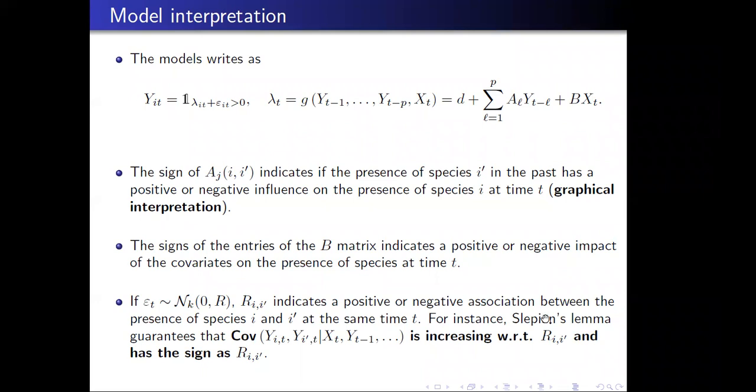That is, when you have a positive quantity here, there is a tendency to have both species at the same time, and if there is a repulsive behavior, the coefficient will have a negative sign. So this is a nice interpretation for this kind of model, which makes it very popular in the literature.